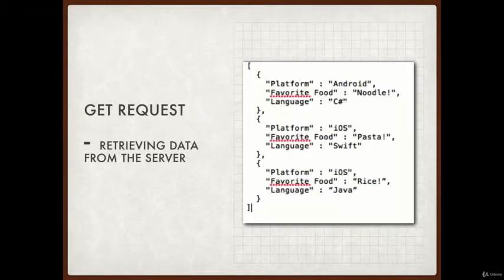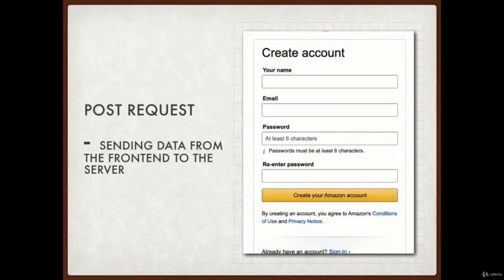The first one is GET requests. A GET request is retrieving data from the server. Whenever you load up your Instagram or any other application, it will secretly run GET requests in the background and retrieve all the data from the backend. A POST request is sending the data from the front end to the server. For example, when you type your information on the registration form on the Amazon website and click the create your Amazon account button, you are sending the data that you typed in to the server.